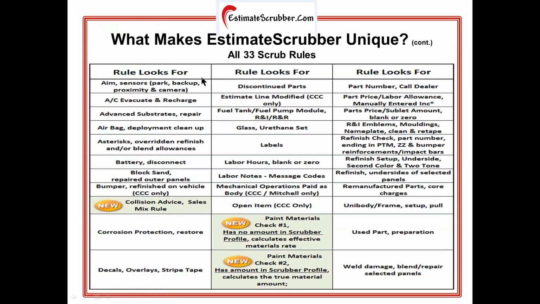33 repair rules. This is what the repair rules currently look at. We look for zero or missing parts prices and labor times and flag them. Can't tell you how many times I wrote an estimate and put in used parts out when I was writing the estimate and then forgot to call the supplier. So these are the 33 rules.